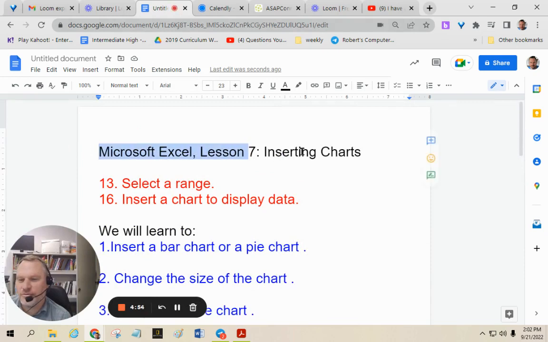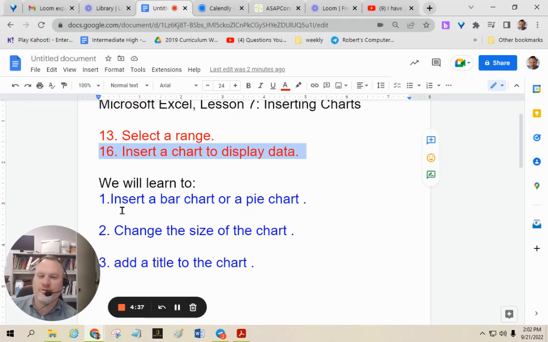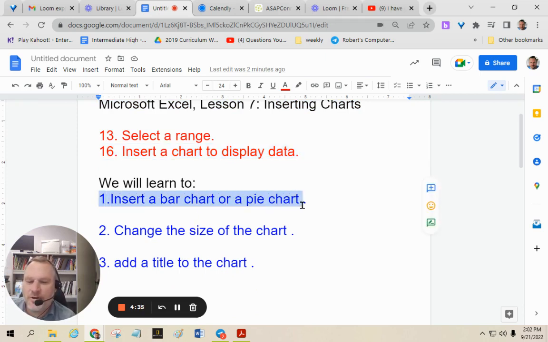Today I would like to talk about Microsoft Excel Lesson 7, Inserting Charts. We are going to select a range and insert a chart to display data. We will learn how to insert a chart, a bar chart or a pie chart, change the size of the chart, and add a title to the chart.